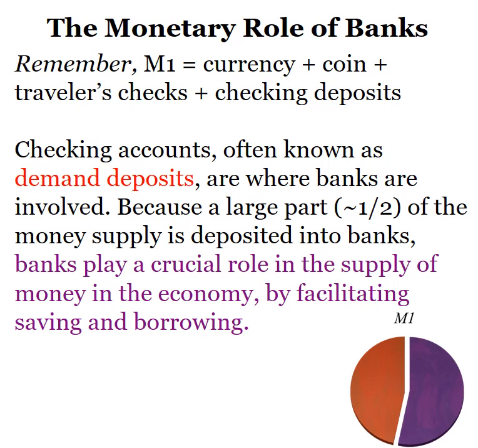So the very last one, checking deposits, are often called demand deposits because these are things that households often take money out of on a regular basis. So from the econ perspective, a checking account is the same thing as a demand deposit. And this is where banks get involved in money supply because almost half of all of the money supply gets deposited into banks. When money is deposited into banks, banks can then loan out a percentage of it, which will create more money.